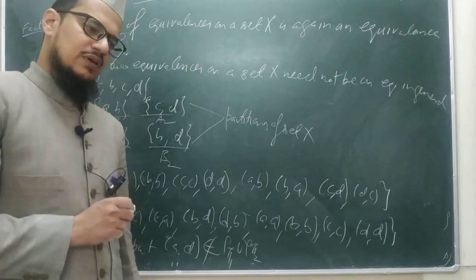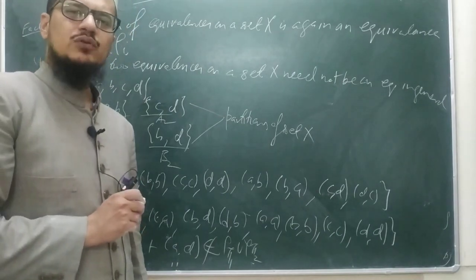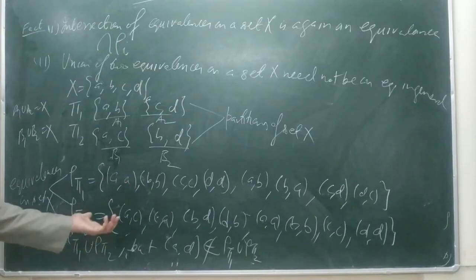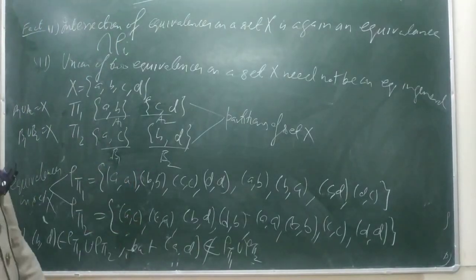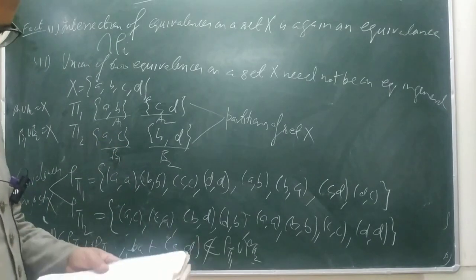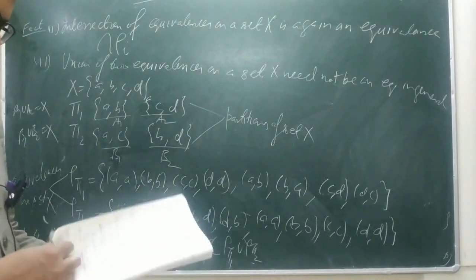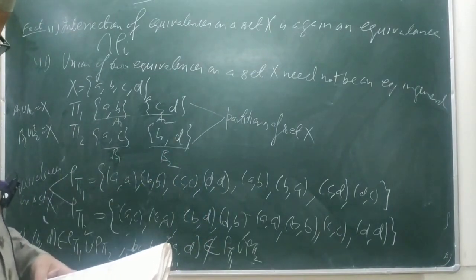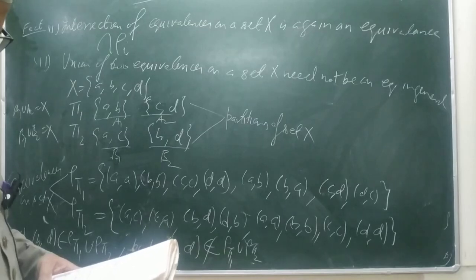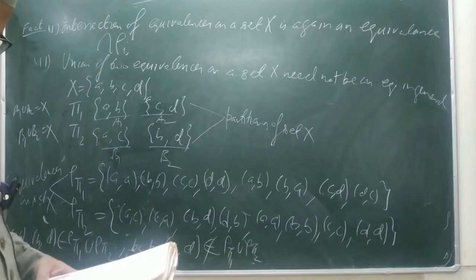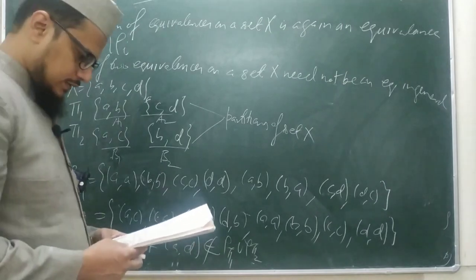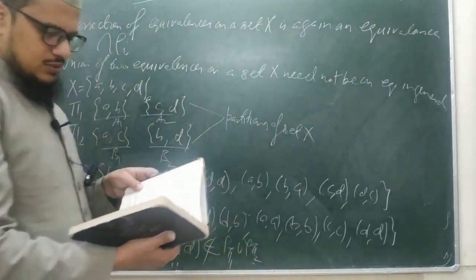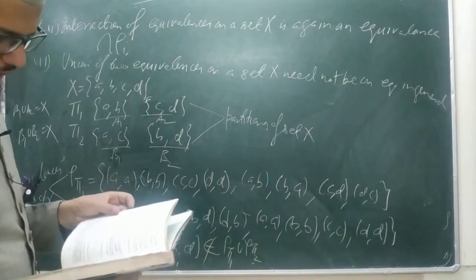So what we have seen is that the union of two equivalences need not be an equivalence in general. A comma B as well as B comma D both belong, but A comma D does not belong. It means that it is not an equivalence relation. So this is one example. Also I want to discuss another example. I will leave that one for all of you, because that example may be a problem.